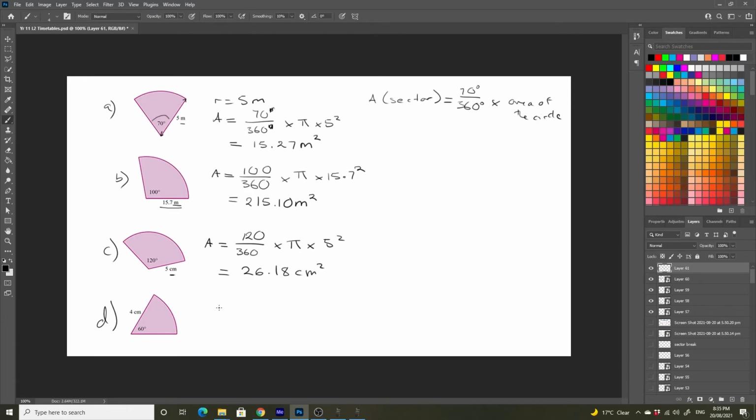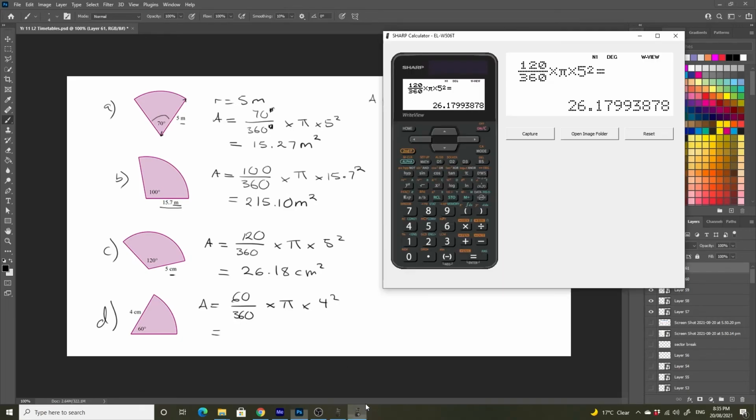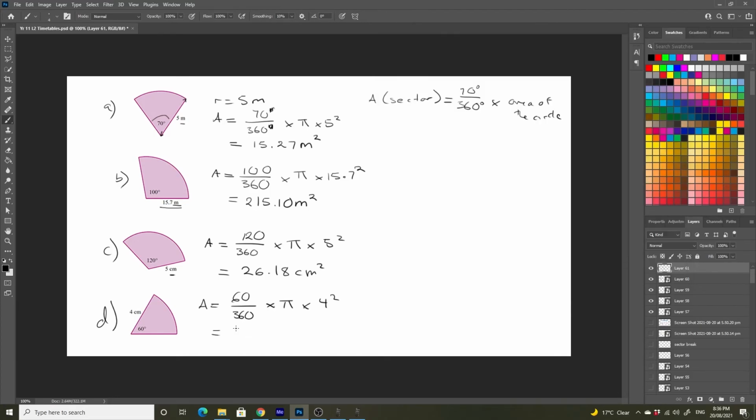Okay, so now we're just looking at this last one. Our area is going to be equal to, well, 60 divided by 360 gives us our fraction of the circle, which is just 1/6 times pi times 4 squared, or 16. So let's do that. We have 60 over 360 times pi times 4 squared, which is equal to 8.377, or 8.38 rounded up. And our units were centimeters, so this is centimeters squared.